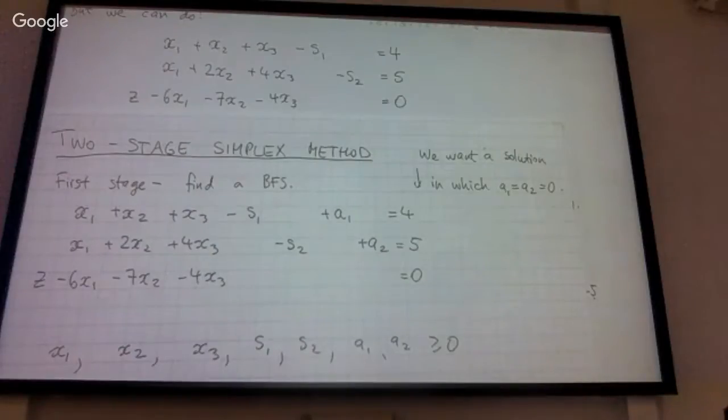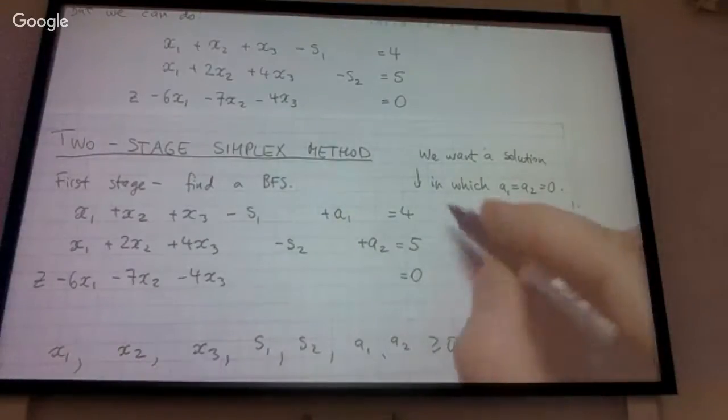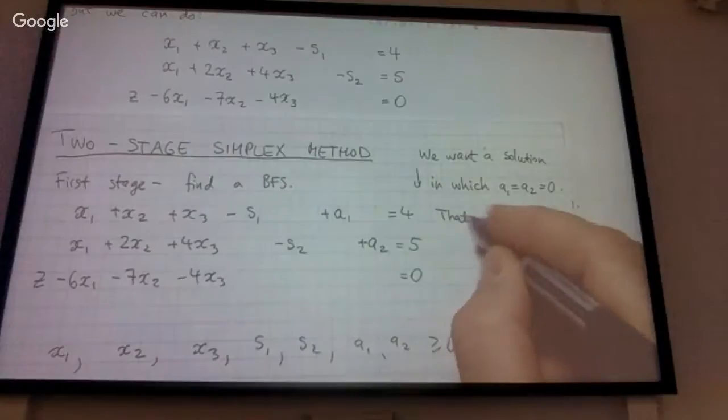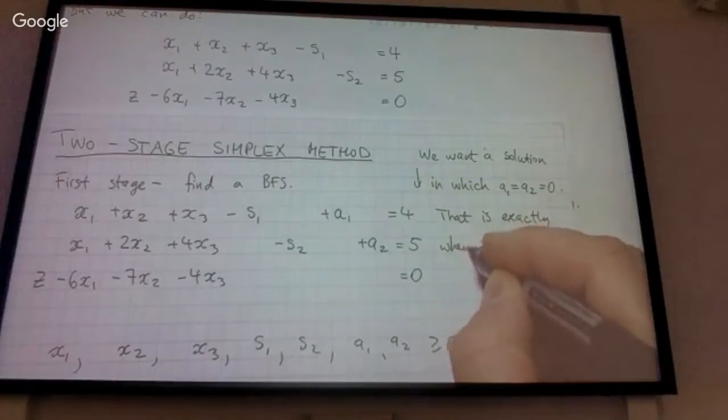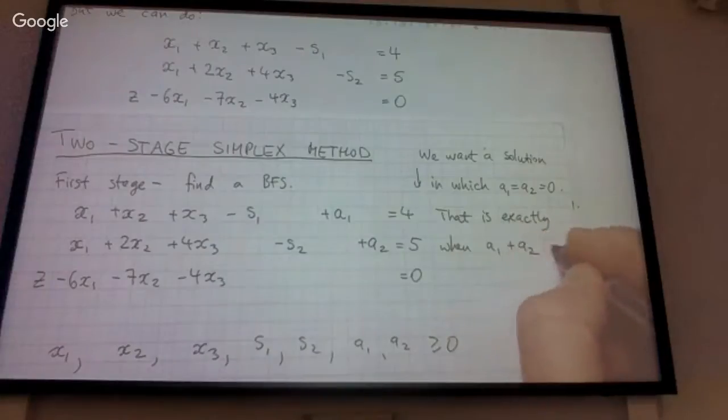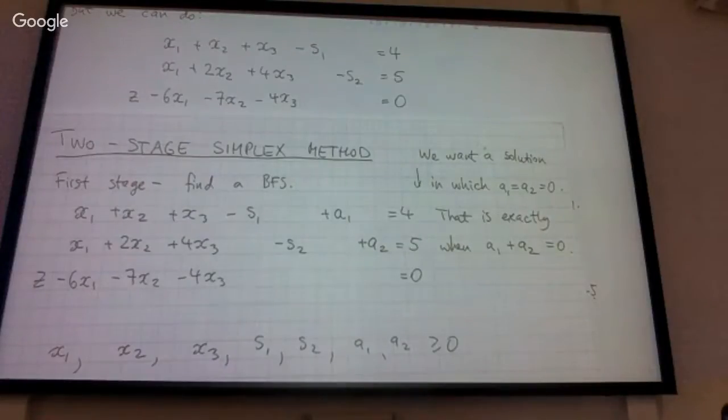Now, A1 and A2 can't be negative. So if I know that A1 plus A2 is 0, that can't happen unless both A1 and A2 are 0, because they can't be negative. You have two numbers, none of them is negative, you add them, you get a 0. It must be that they were both 0.